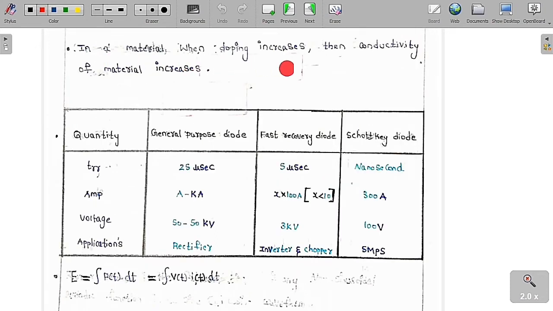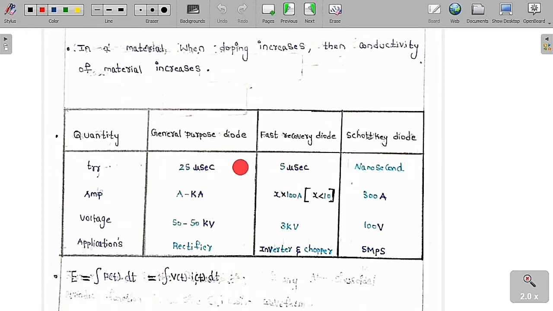In a material, when doping increases, then conductivity of the material increases. Means here, if you increase the doping, then you can say the conductivity of the material also increases. So by increasing the doping in a material, the conductivity of that material goes on increasing.